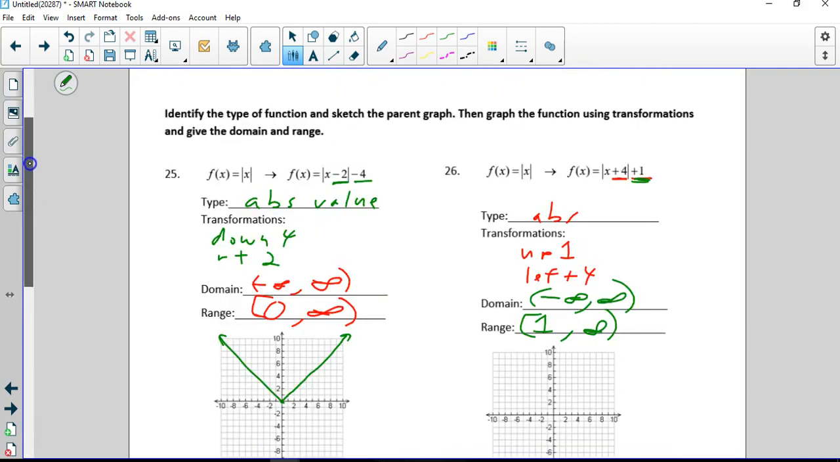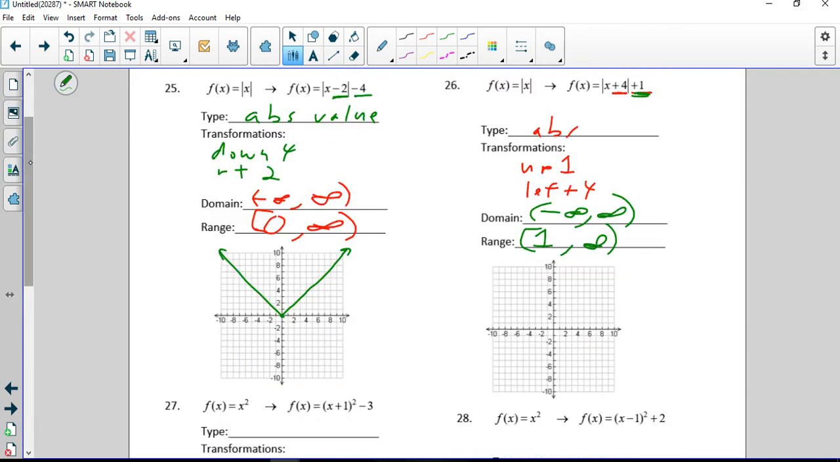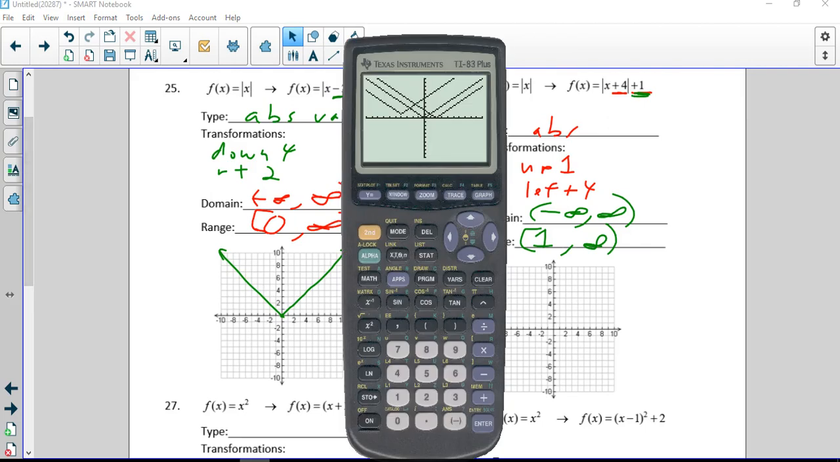And then my other one is, oops, I'm wrong there. I forgot to put in this negative 4, didn't I? I did. Let's go back to my calculator. Sorry about that. Go back to my y equals. And go out here and put the minus 4. So sorry about that. So there's my parent. There's my first one, number 25, and there's 26.